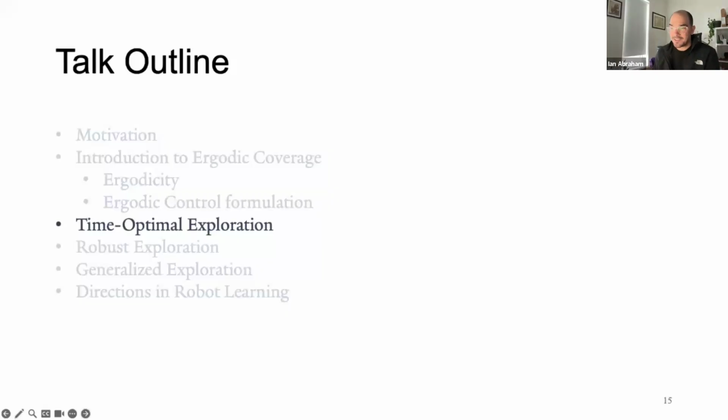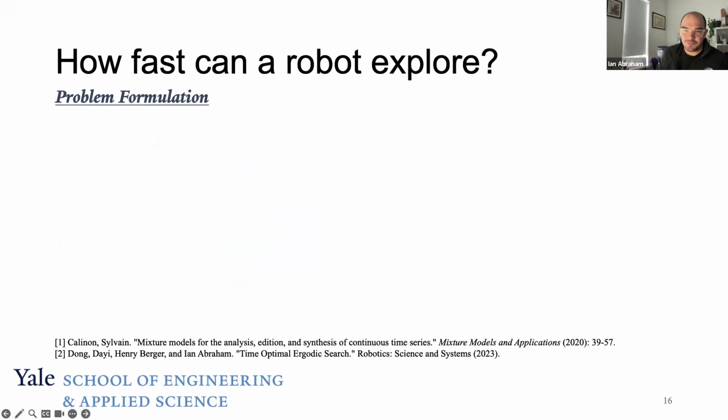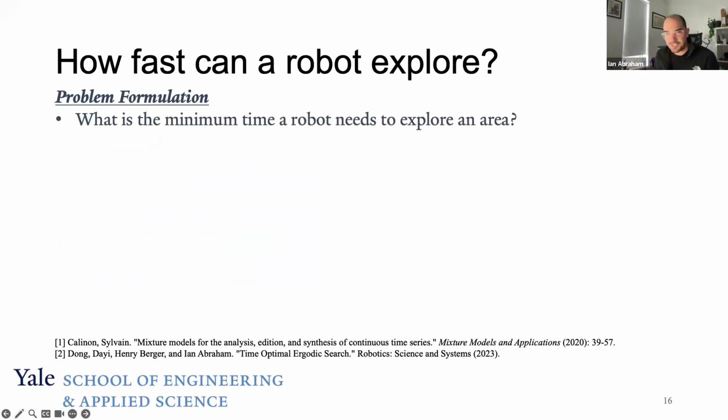What I'm going to talk about today is what it means to be optimal in certain regards and robust, that my group is recently thinking about. So the first thing we're going to talk about is time optimal exploration. So how fast can a robot explore, right? We were really interested in asking, if I get a robot, a Roomba, and I want to clean my room and I know roughly the bounds, what's the minimum time it would take to clean that room? Or in this case, explore the area, right?